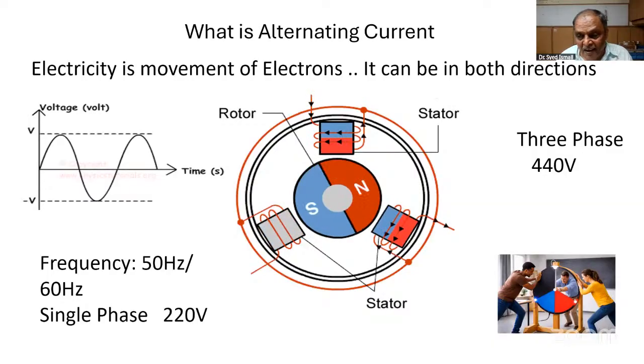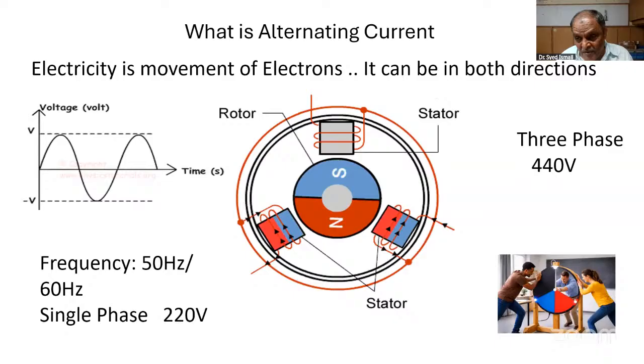So normally they call it RYB. This is the RYB phases. Now you see the direction, it shows an arrow. I think you can all see that. Depending on how the center magnet is rotating, the direction of the flow of the electrons changes.